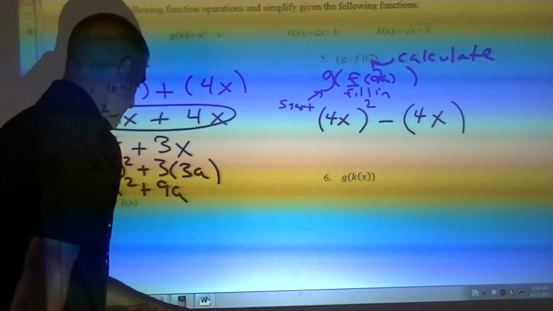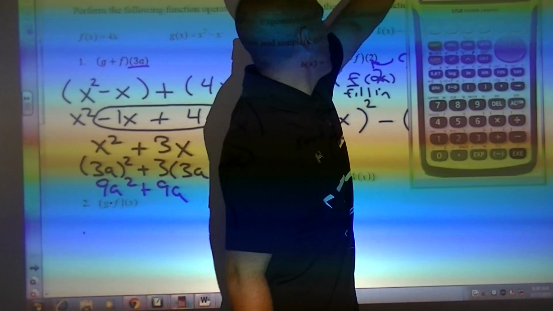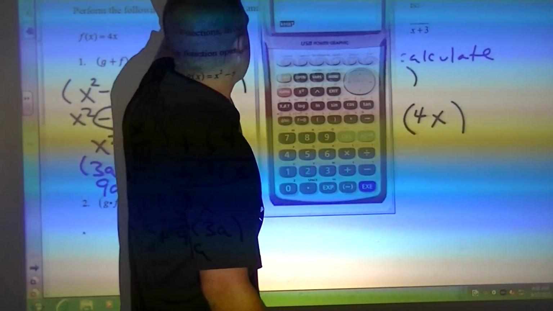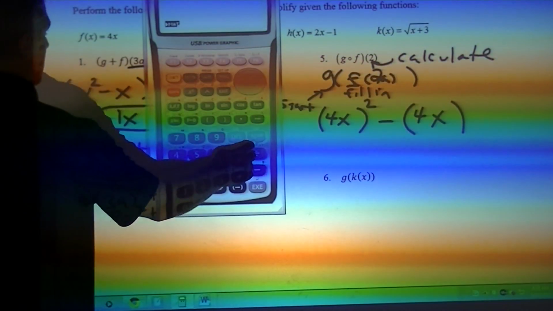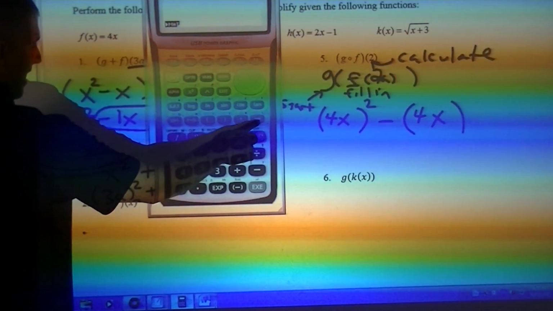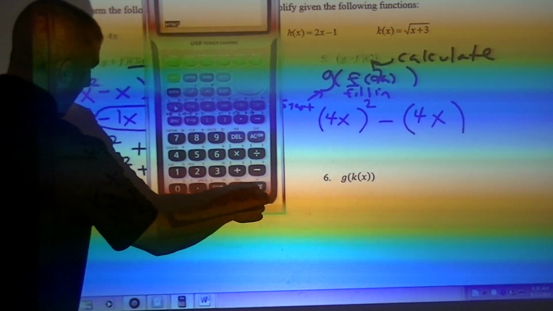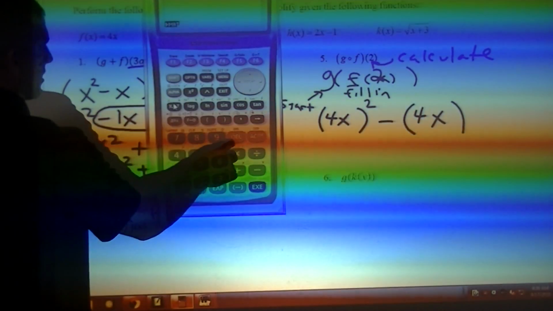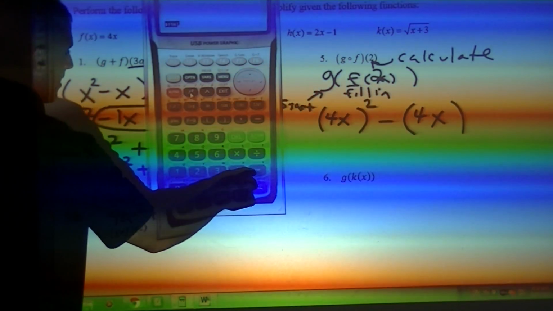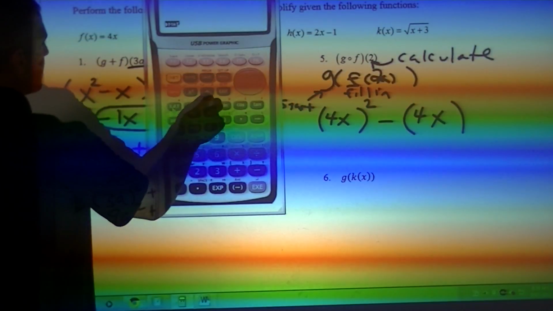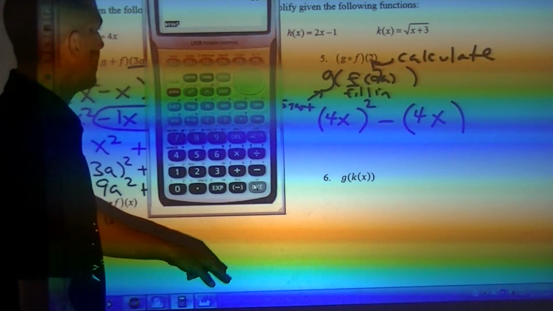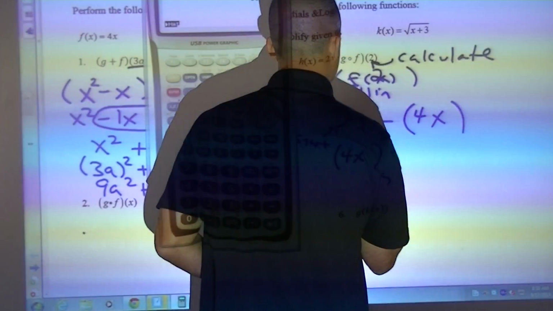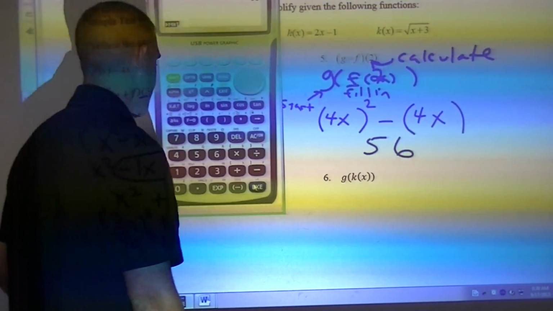For this, what I can do is put 2 in. I'm going to do 2, arrow for x, hit execute, so that saves 2, and then I'm going to type in 4x, parentheses squared, minus 4. I'm going to type it in just like I see it, and hit execute, and it will give me the answer of 56.